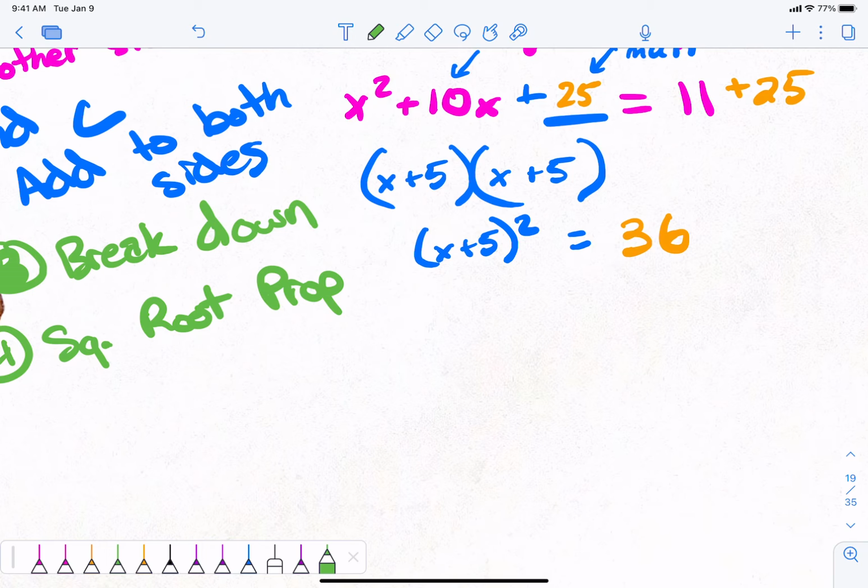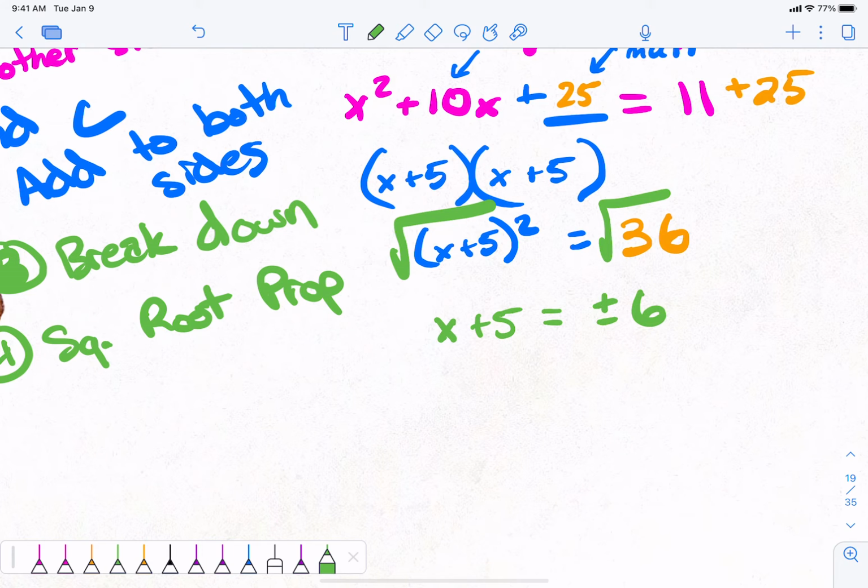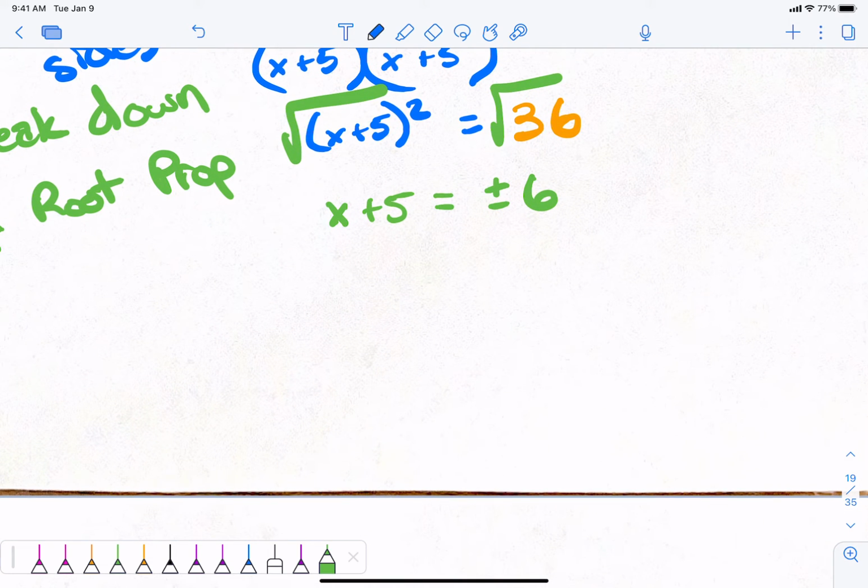Now, to solve for x, we take the square root, right? What's the square root of x plus 5 squared? It's just x plus 5. What's the square root of 36? Positive and negative 6. Make sure you put plus and minus because we put the square root in there. Always plus and minus.